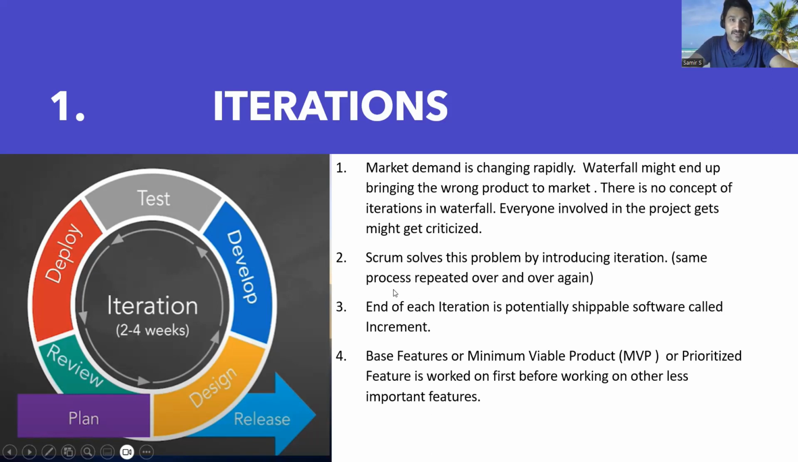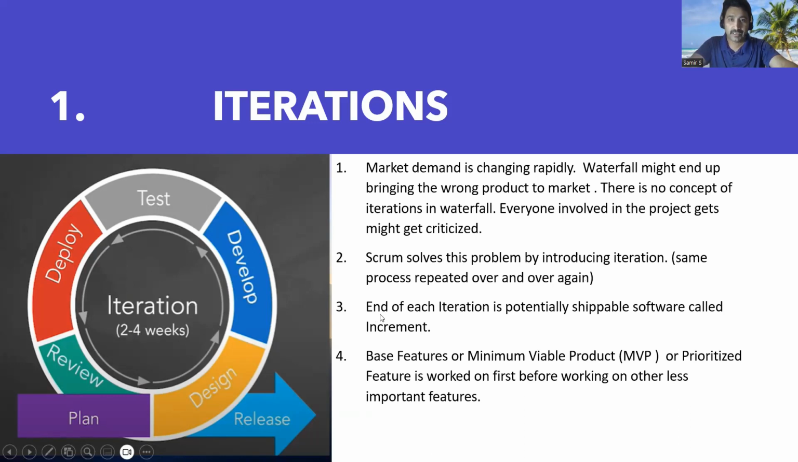The same process is repeated over and over again. This process repeats in Scrum over and over again. It can be a 1 week iteration, a 2 week iteration, a 3 week iteration, or a 4 week iteration. Maximum it can go up to 1 month. Usually the iteration doesn't go beyond that.